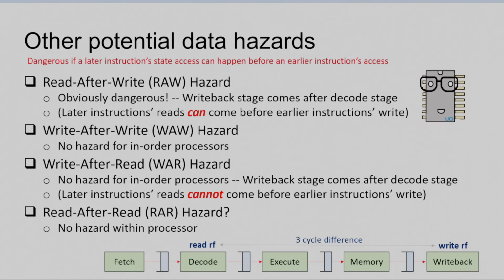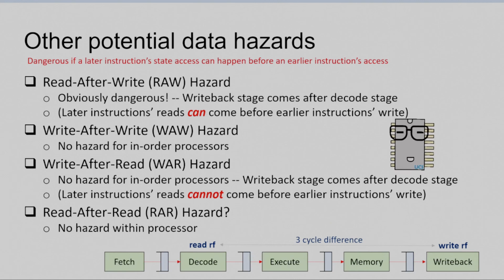That is not to say that these other hazards are fundamentally safe. It's just that, in the same way that read after write hazards suddenly became a problem because we started pipelining things, these 2 other hazards, write after write and write after read, start becoming problems once we start adding different architectural and microarchitectural optimizations.